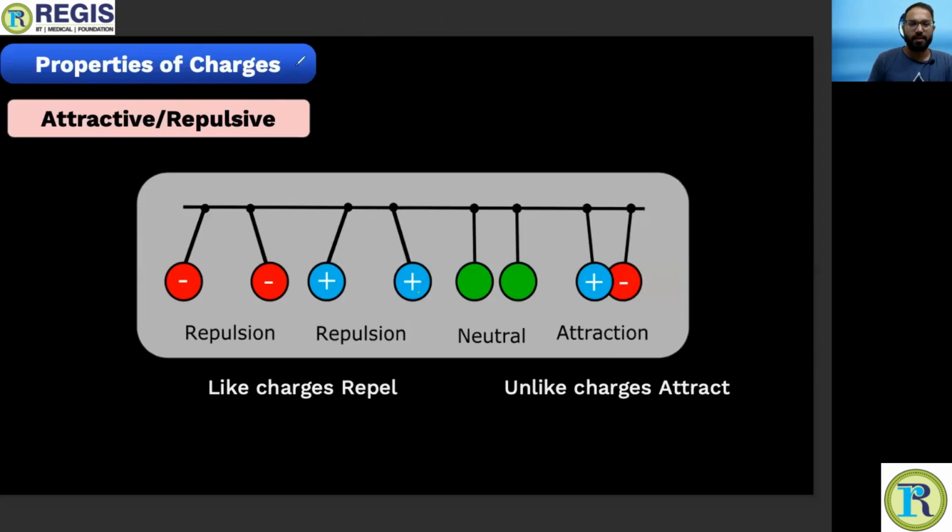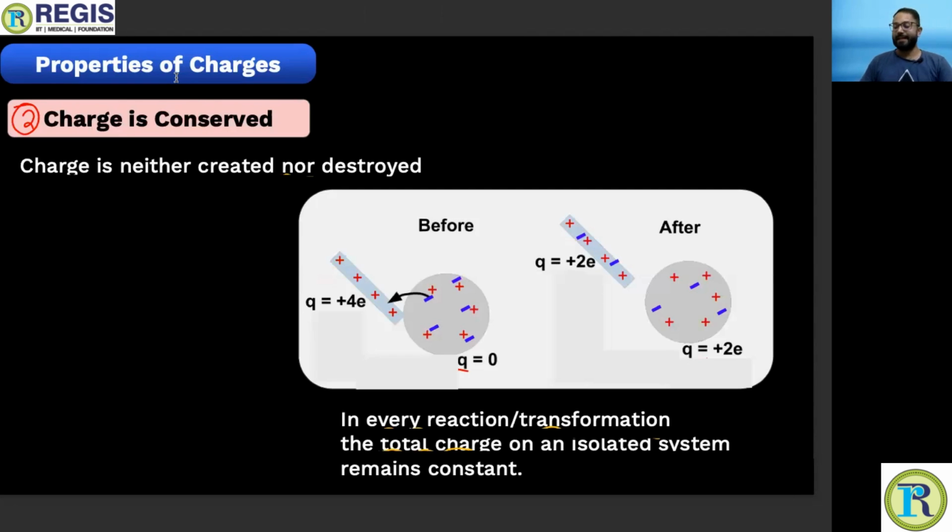If there is a repulsion, the force on this will be in the opposite direction, like this. You can see here. Neutral, there will be no force, and if two unlike charges are there, they will attract each other. I think we already know about this property. So these are the fundamental properties of charge.